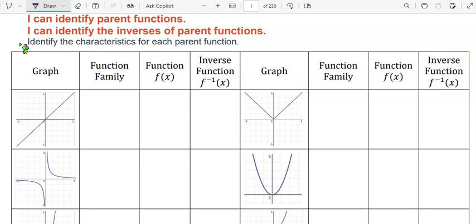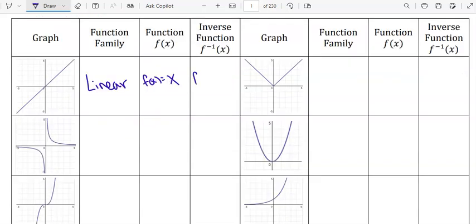This graph right here is linear. The parent function for this is f of x equals x. And the inverse is also f inverse of x is x.